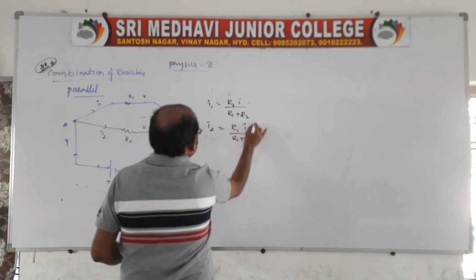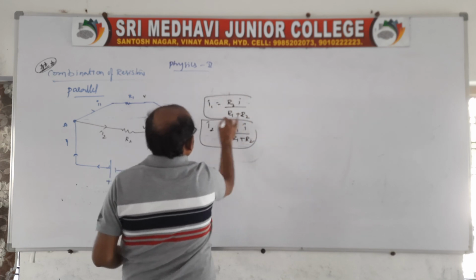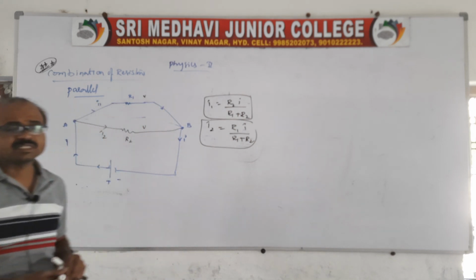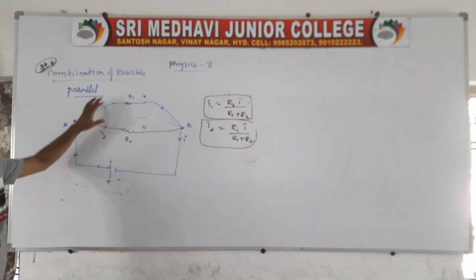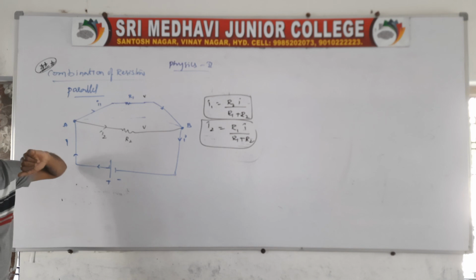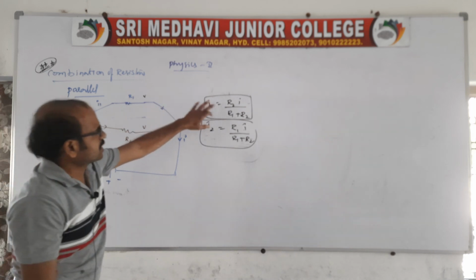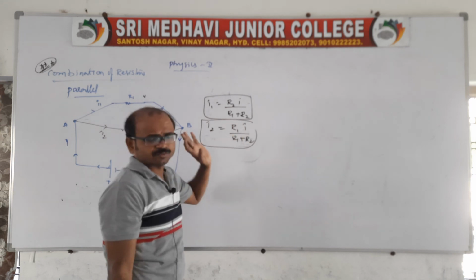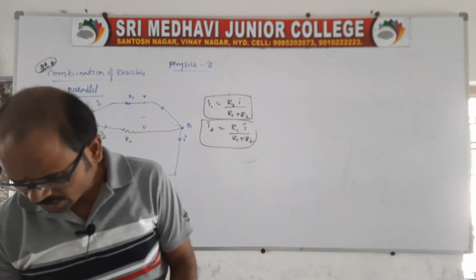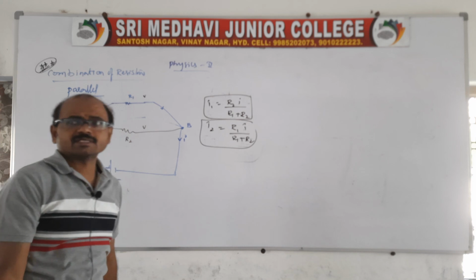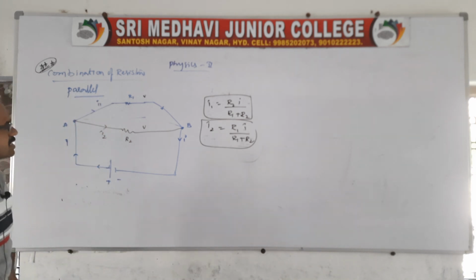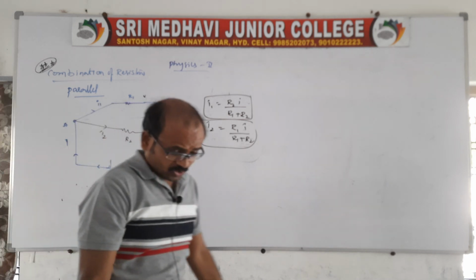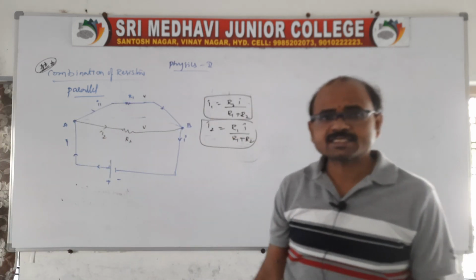Not required to do the derivation, just as we did in case of a series combination. These are the individual currents for the given resistors. So I1 is R2 I by (R1 plus R2), I2 is R1 I by (R1 plus R2). So this is about the effective resultants in case of parallel as well as series combination. This is about today's class, and we'll see in the next class. Thank you very much.